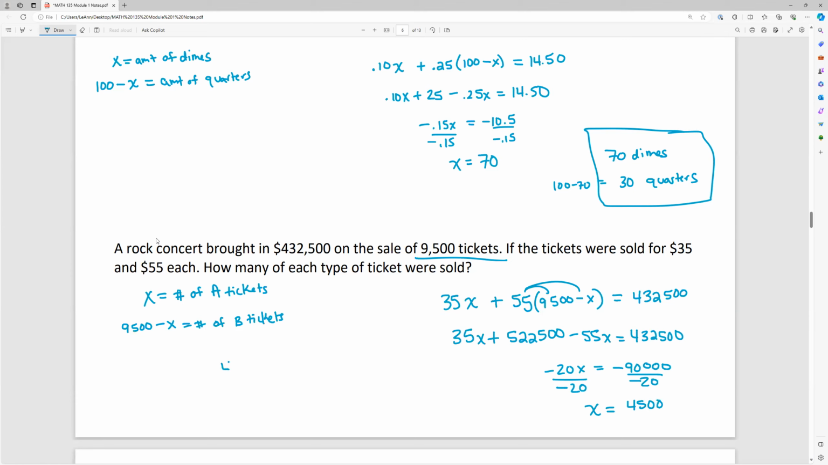So we're going to have 4,500 of the type A tickets. I just called it type A since they didn't give me any way to distinguish it. And then this is 9,500 minus that. That's going to be 5,000. So we're going to have 5,000 of the type B tickets.